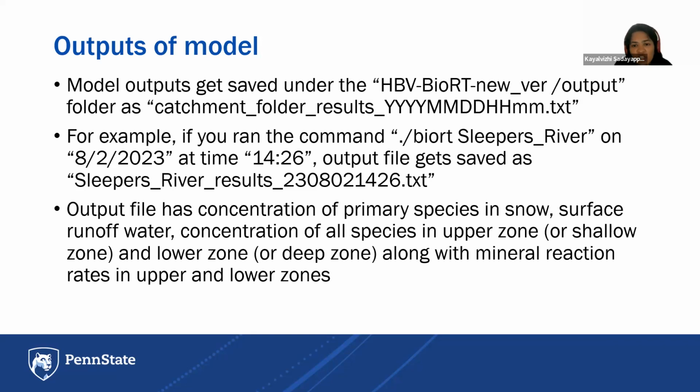The output file has concentrations of primary species in snow and surface water, whereas concentrations of both primary and secondary species in the upper zone and lower zone are present. Also, the mineral reaction rates in these zones are printed out in the output file.